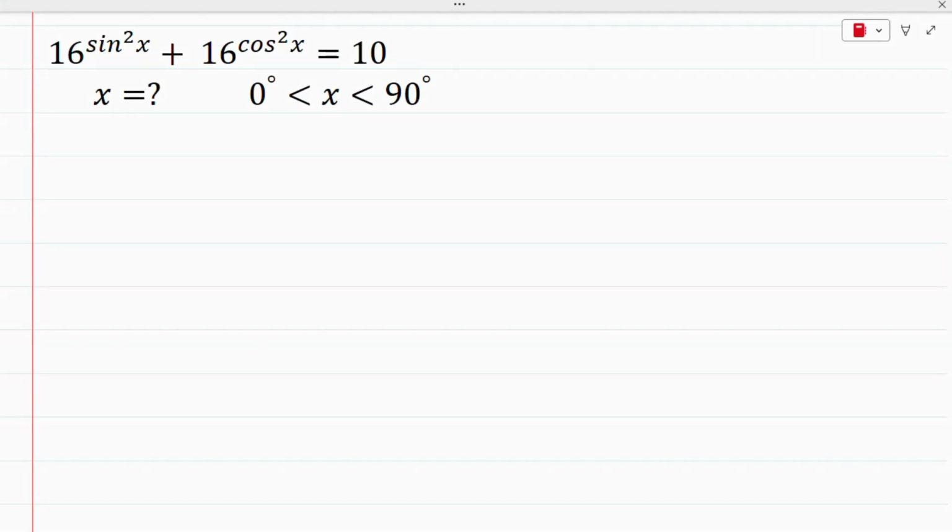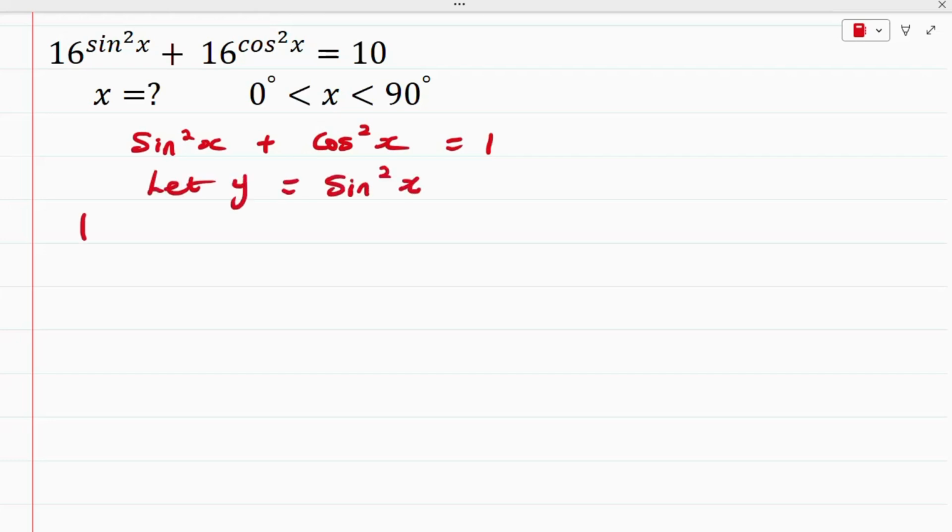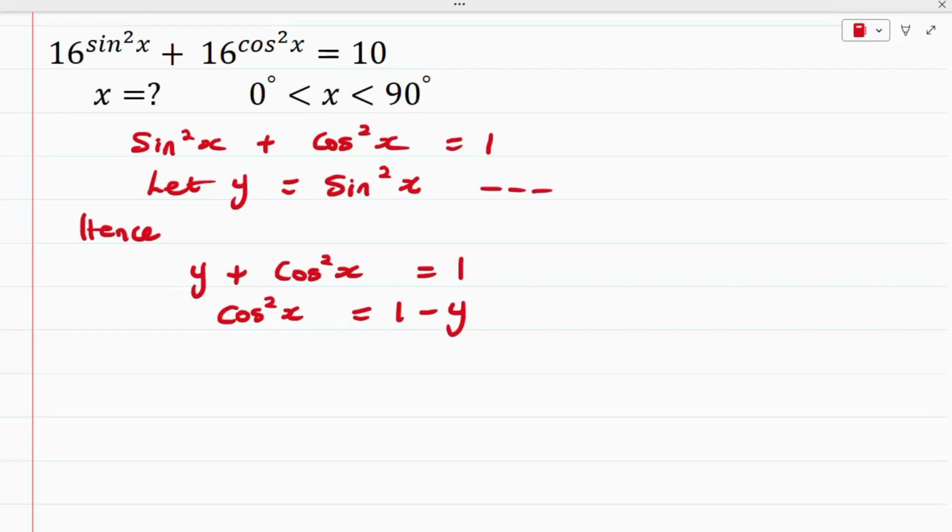So right here guys, we have this nice trigonometry math problem and we are to find the value of it. So the first thing you want to do is recall that sine squared x plus cos squared x is equal to 1. We can easily say let y be equal to sine squared x. Hence we have y plus cos squared x equals 1. So from here we can say cos squared x is equal to 1 minus y. We're going to call this equation star and this equation star star.